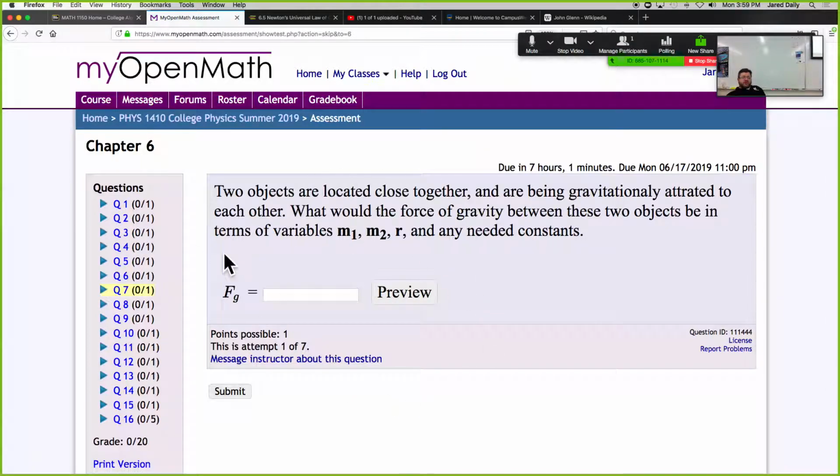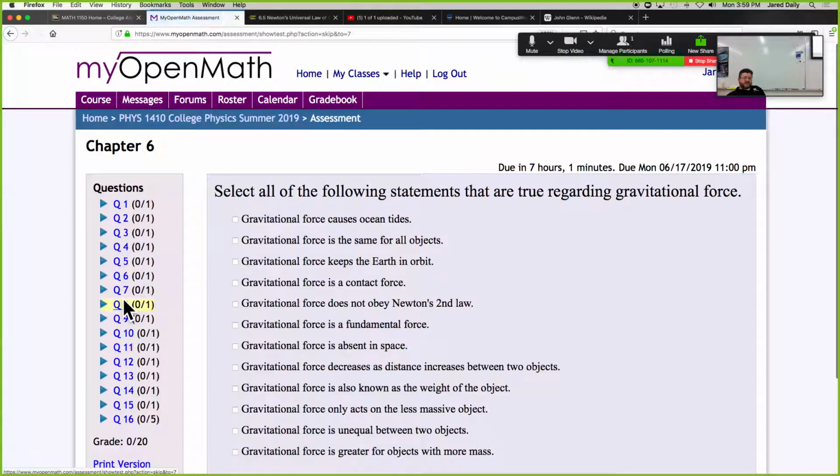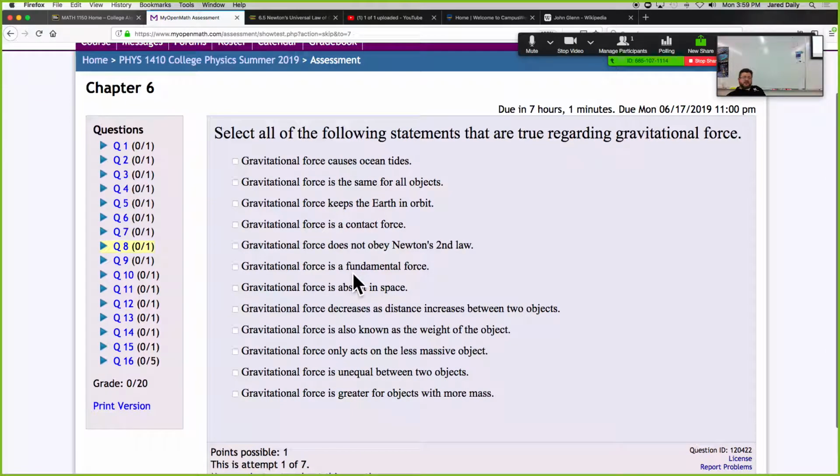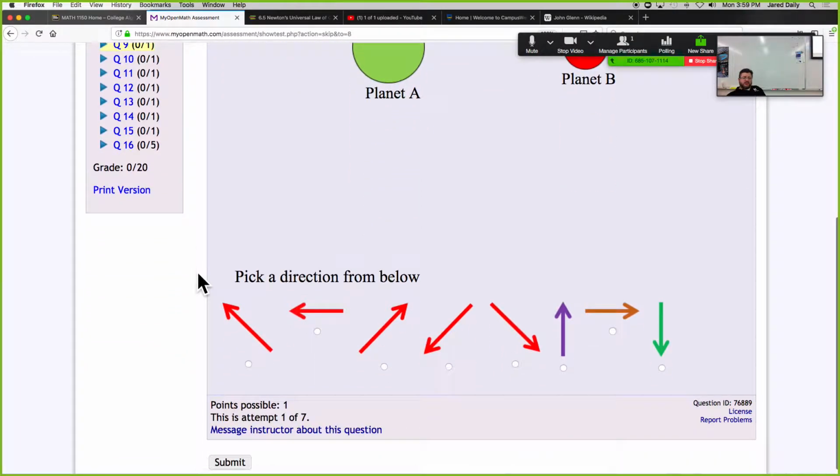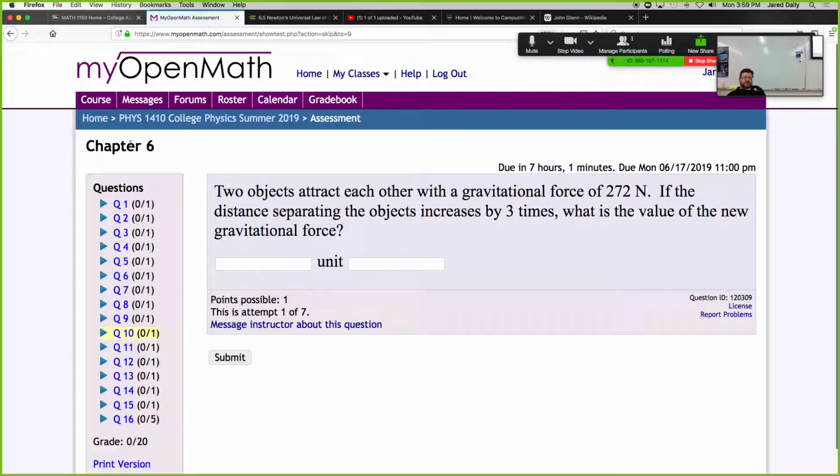And then some more gravitational problems with just constants, just variables without any numbers, some multiple choice action, some more multiple choice.